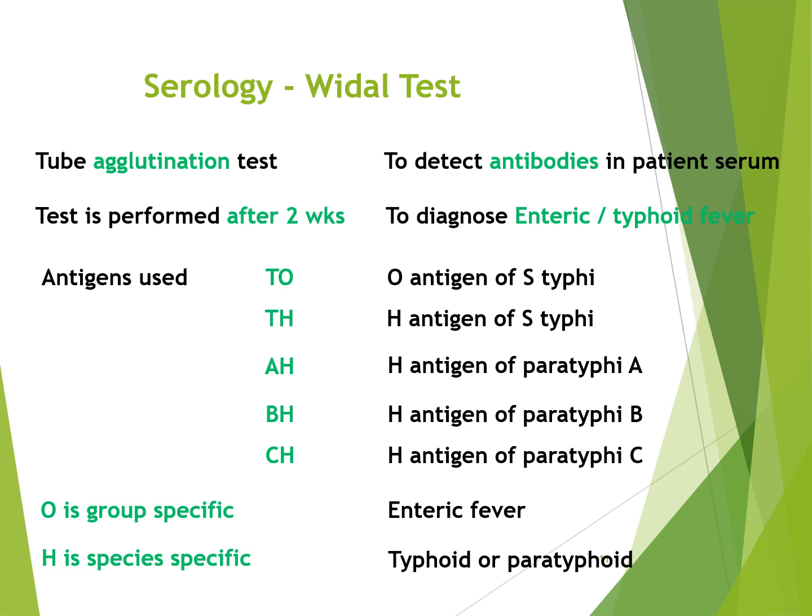The Widal test is a tube agglutination test to detect antibodies in the patient's serum. The test is performed after 2 weeks to diagnose enteric and typhoid fever. The antigens used are TO, TH, AH, BH, and CH, and each is an antigen of a specific species, such as the O antigen of S. typhi, the H antigen of S. typhi, and the H antigen of paratyphi A in the case of TO, TH, and AH. The O is group specific, for enteric fever, and H is species specific, for typhoid or paratyphoid.